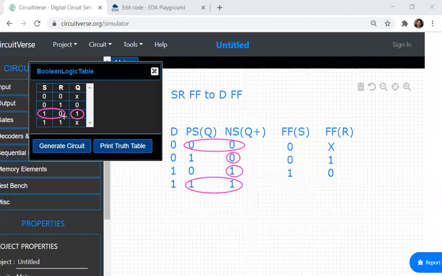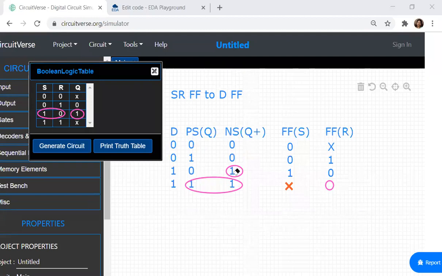But 1 means my value is set. My output is a 1. 1 means my value is set. So what happens over here? This will be an X over here, and here I will have a value of 0. So this represents what I can call the conversion table, or else we call this the excitation table.